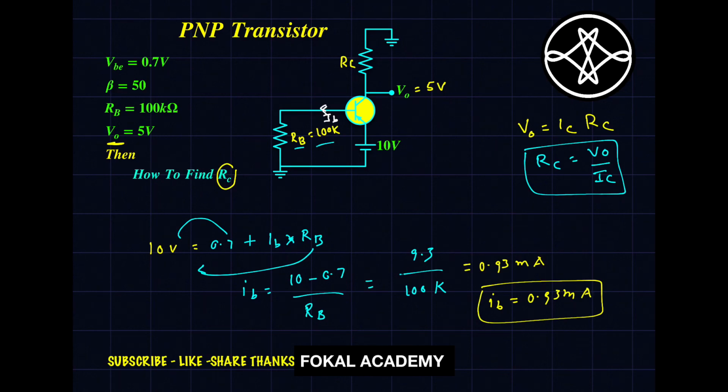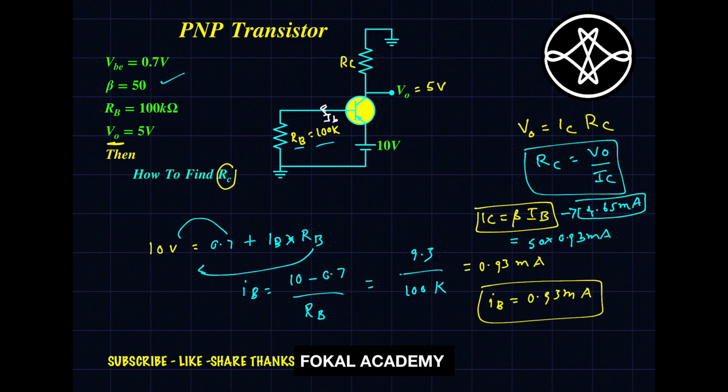Take this as capital B because base. Now recall the relation between collector current and base current, that is collector current IC equal to beta into IB. This is the standard relation between these two. Beta is given as 50, that is a constant. So 50 into IB, and we got IB as 0.93 milliamperes. By simplifying this we get the collector current equal to 4.65 milliamperes. So this is the collector current.